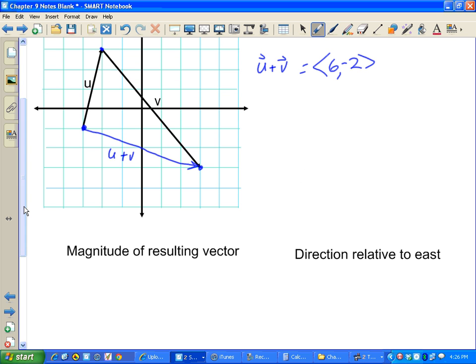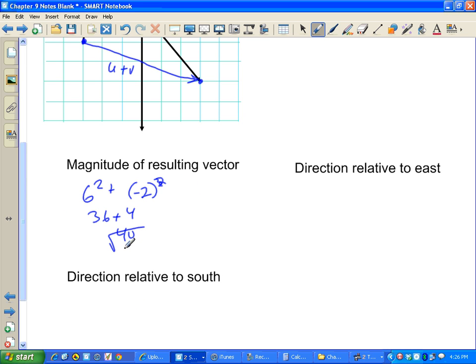Magnitude of the resulting vector. If I want the magnitude of my resulting vector, that's the length. How long is this? Which is just the Pythagorean theorem. 6 squared plus negative 2 squared. 36 plus 4 is 40. Square root that. This turns into 20 and 2. This is 4 and 5. This is 2 and 2. So I get 2 square root 10 for the magnitude.